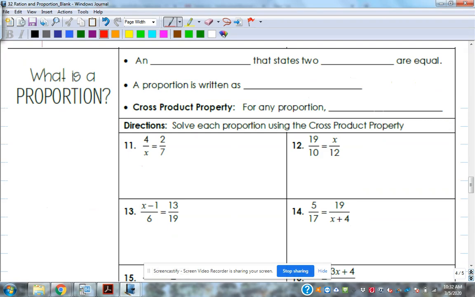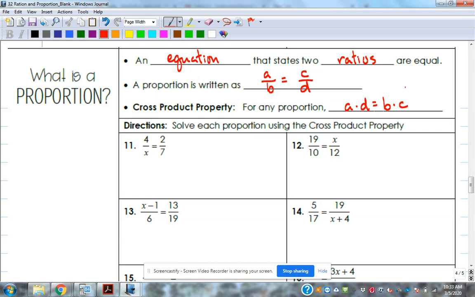So an equation that states two ratios are equal is what a proportion is. The proportion is written as A over B equals C over D. So you set the proportion up. And the cross product property, we usually say cross multiply to solve. It's the same thing. Cross product, cross multiply. Remember, product and multiplier are the same thing. To find any proportion, it's A times D, B, and C times B, or B times C. Let's do alphabetical order there. Keep our OCD in check. And you solve it from there.